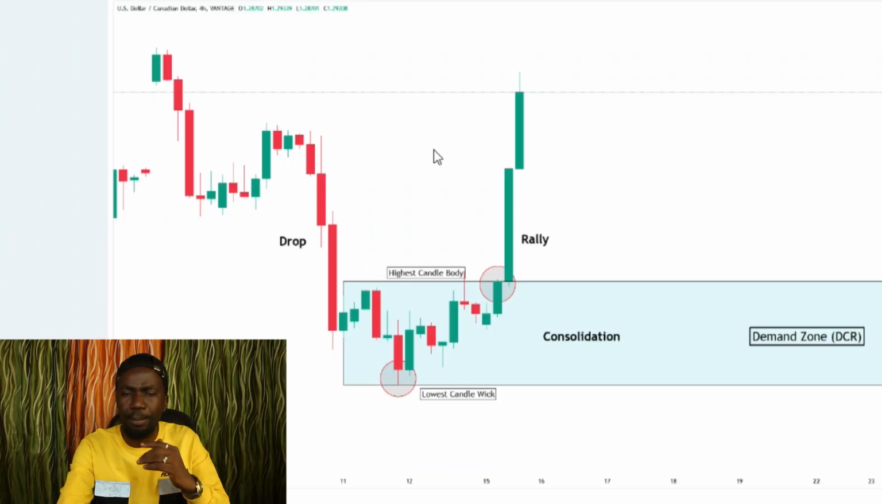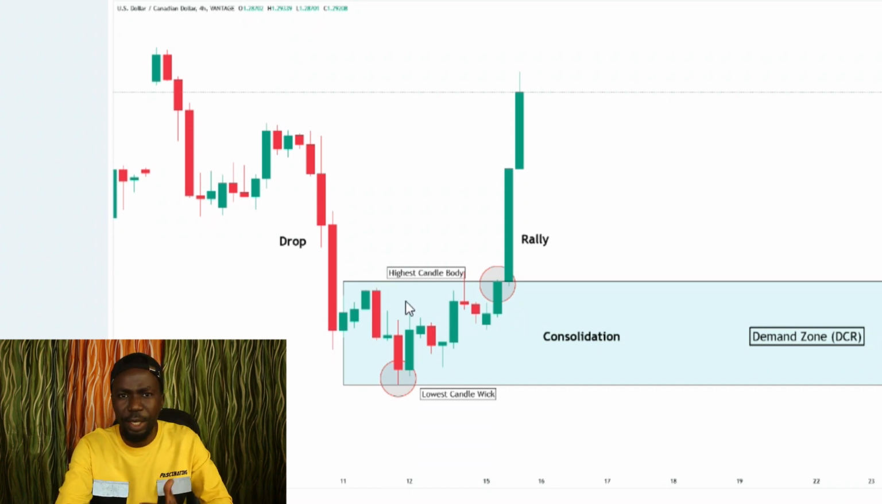So look at this one very well. This is what we call the drop base rally, right? From a downtrend to an uptrend. So formerly the price was in a downtrend, right? That's what we call a drop. So when the price now got to this level, it starts to do what? Consolidate. That's what we have as the base. So the base is known as consolidation, when the price is ranging.